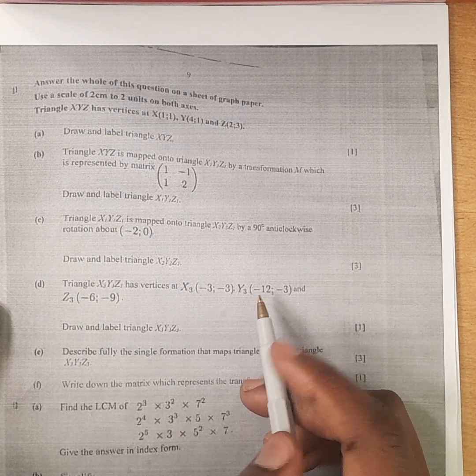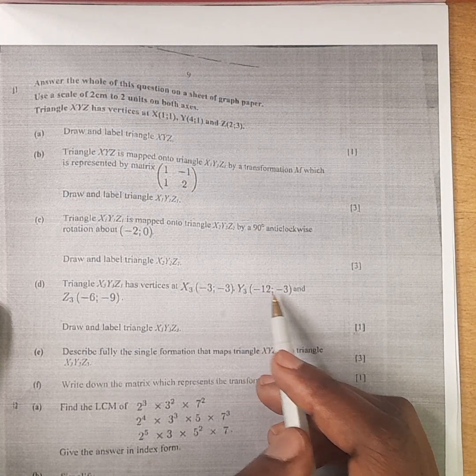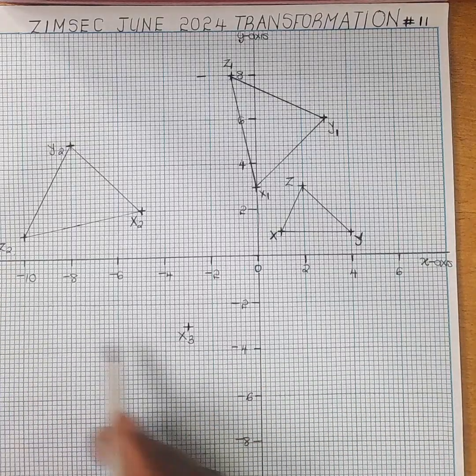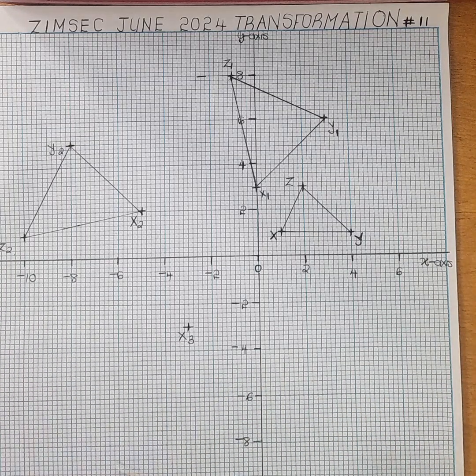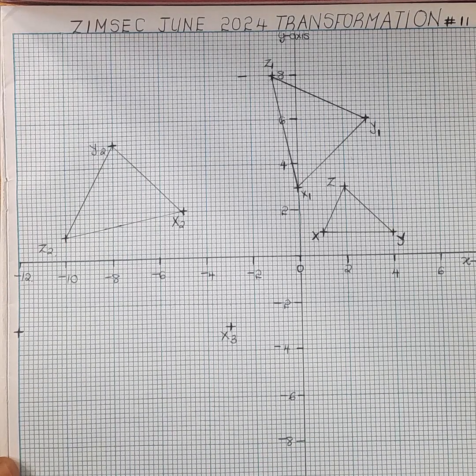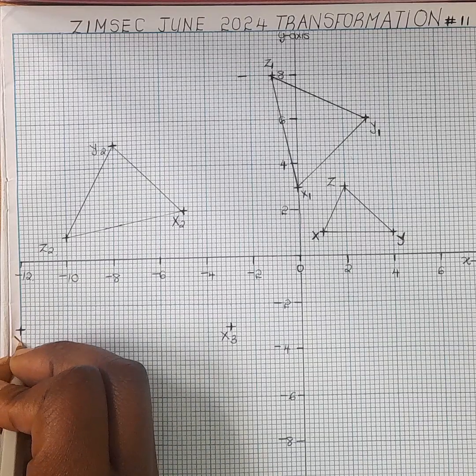And then next we are having y3, which is minus 12, minus 3. So our minus 12 is here, and then our minus 3 is here. I'm going to plot this point. After plotting minus 12, minus 3, I'm going to label it y3. So this is our y3.